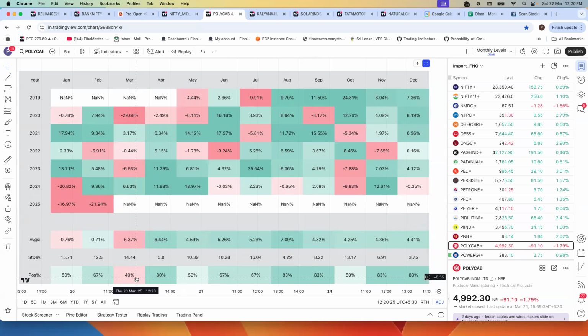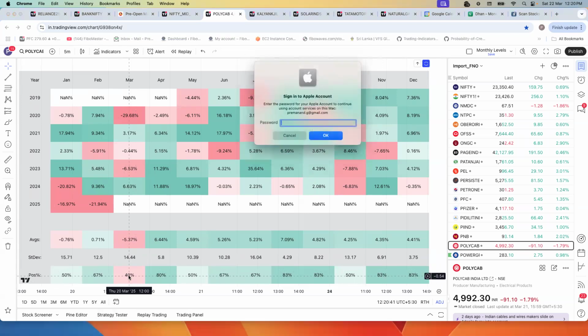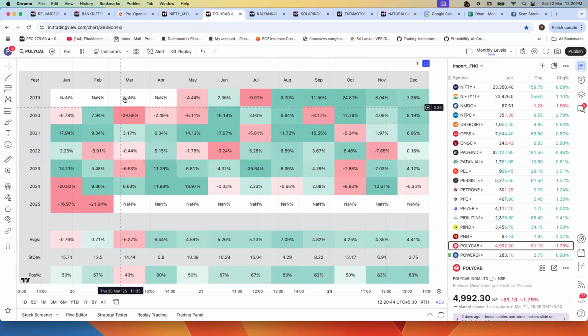Most of the time, Polycab is negative in the month of March. See, 50, 60, 40% of the time it is negative in the month of March. So if you know the pattern in March, will you take a trade? You will not take a trade in March, correct?